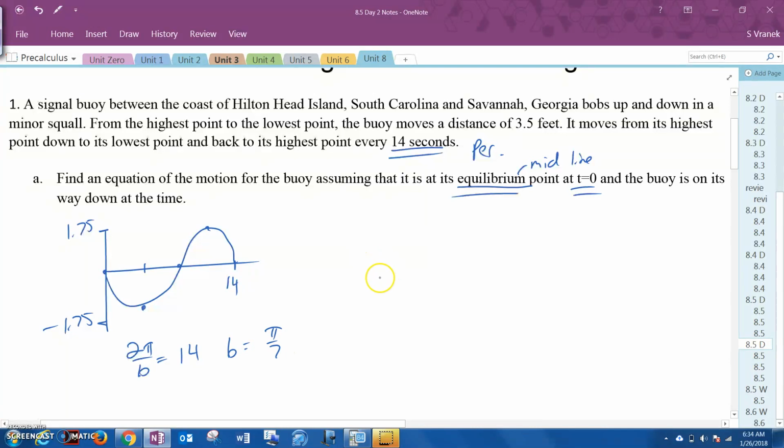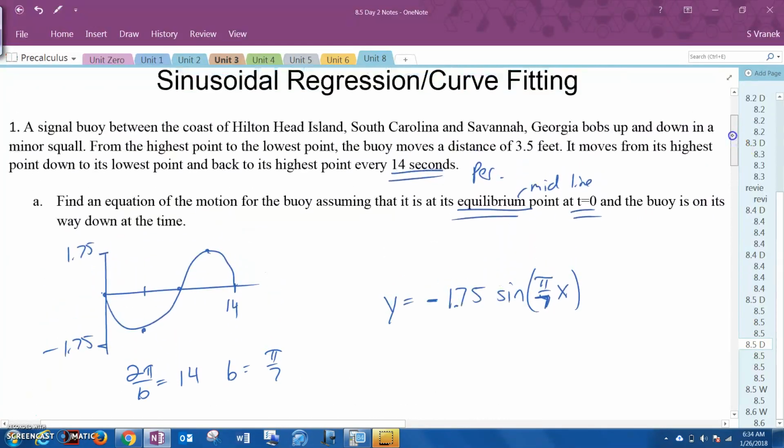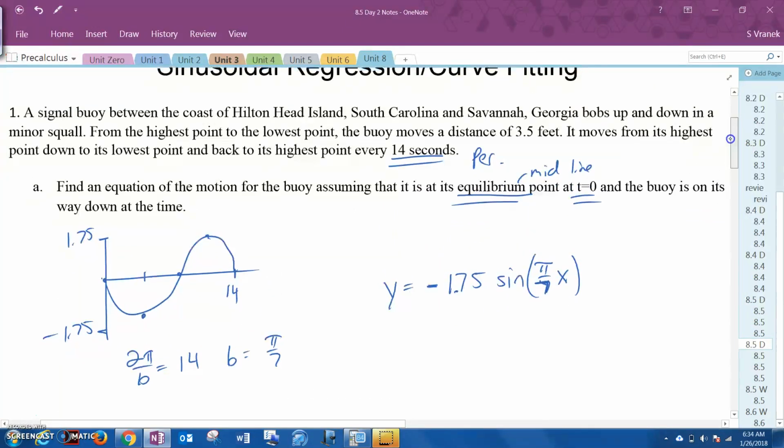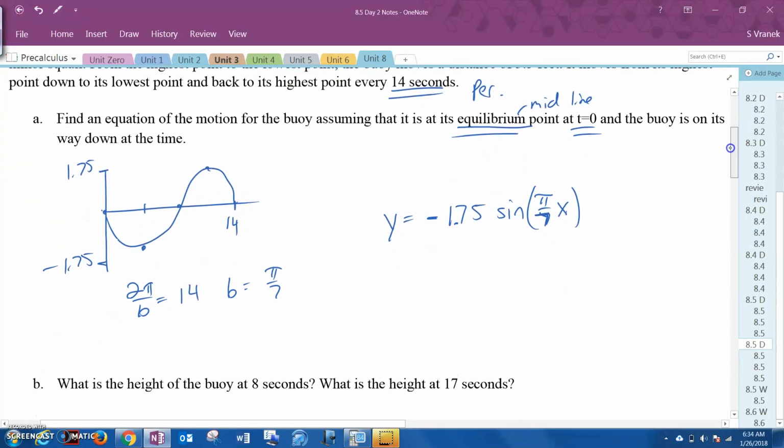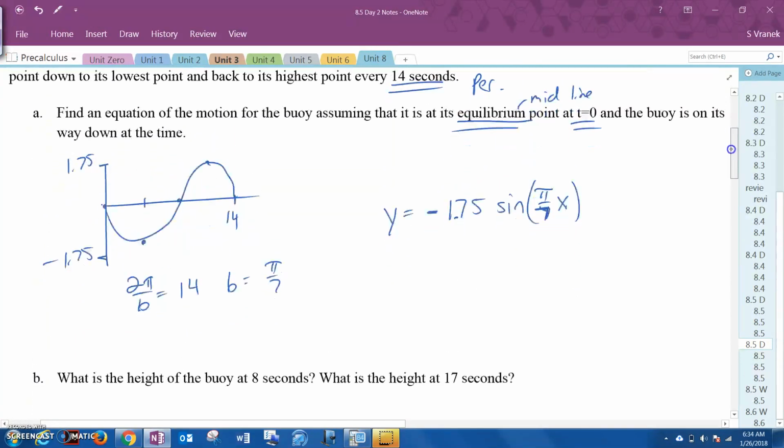So now all that's left is to write the equation. Always have y equals. This is a negative sine curve, so it's negative. The amplitude from 0 to 1.75 is 1.75. We said it was a negative sine curve, and then it's pi over 7 is the b value times x. And that's it. There's nothing else to do because there's no shift. So again, the key is write down everything you know and figure out how it matches up with the period, the phase shifts, the vertical shifts, if there are, and then the amplitude.